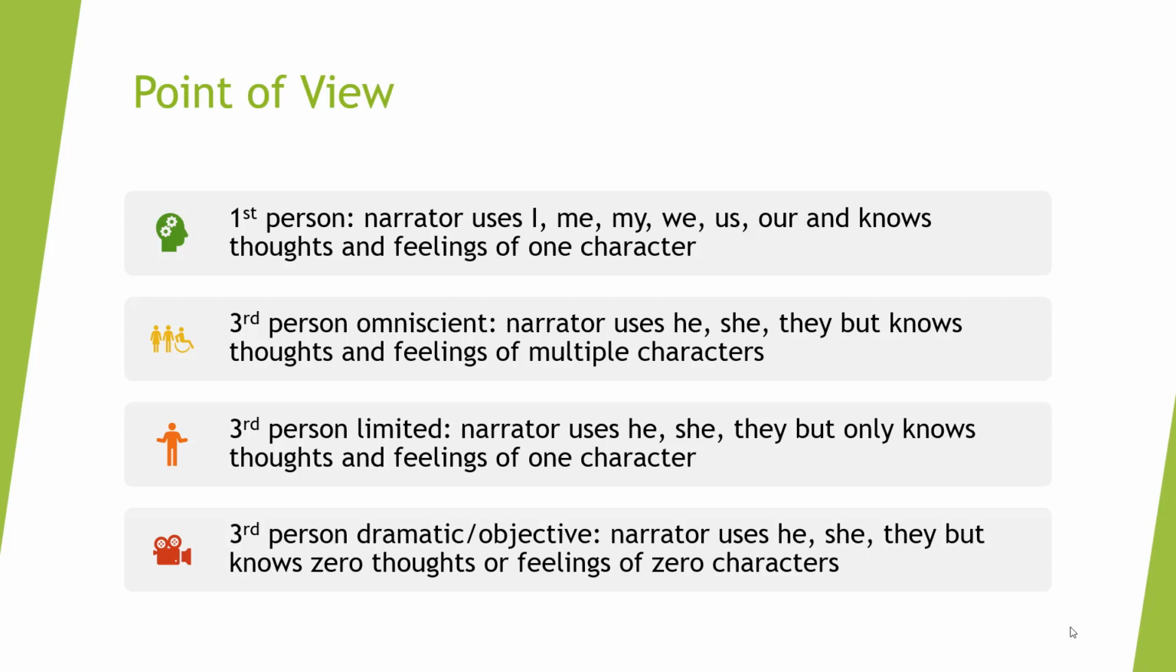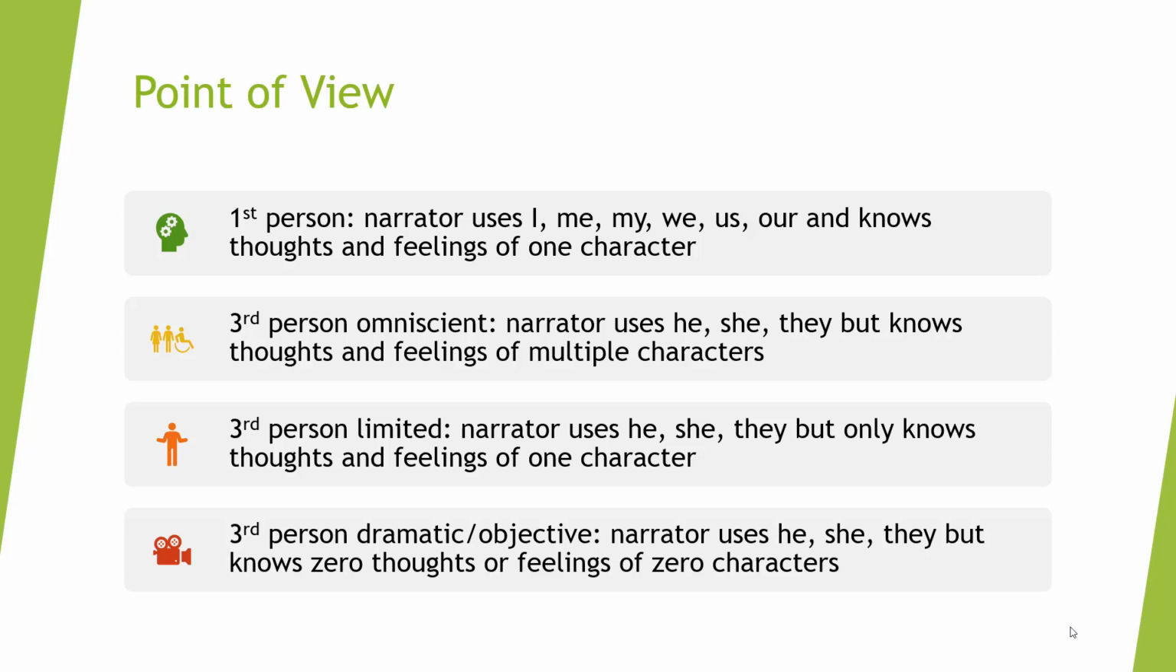Next up, we have a third person omniscient narrator. The third person omniscient narrator is going to use pronouns such as he, she, or they, but the difference here is not just in the pronouns, it's also in what the narrator knows. An omniscient narrator knows the thoughts and feelings of multiple characters, more than just one person, which kind of segues into the third person limited point of view.